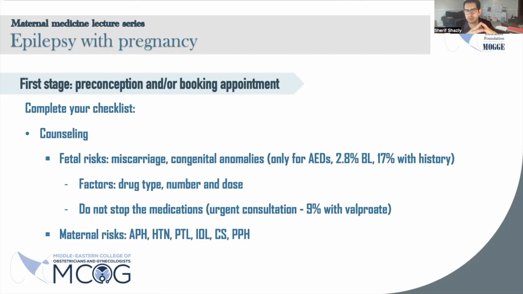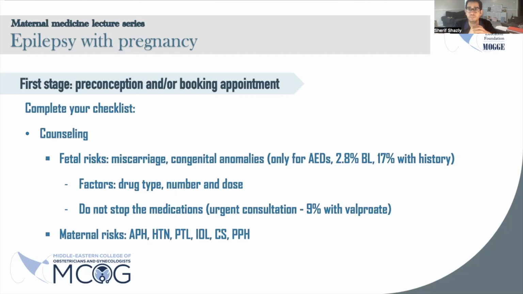And we talked a little bit about congenital anomalies because we think the increased risk of congenital anomalies is almost exclusively related to the medications. It's not just because of the epilepsy. So if the patient is not on medications, the risk of having congenital anomalies with epilepsy is 2.8%, which is comparable to the baseline. So it means that the problem is in the medications. If the patient is known to have a history of congenital anomalies in a previous pregnancy, actually the risk goes up to 17%, pretty high.